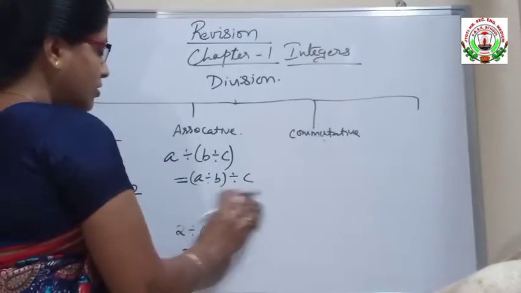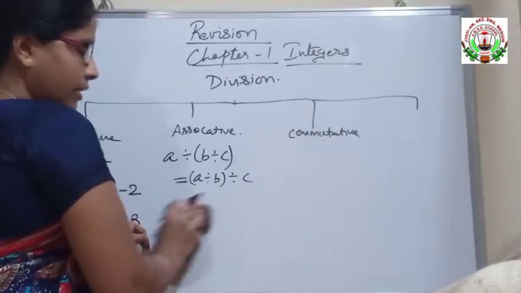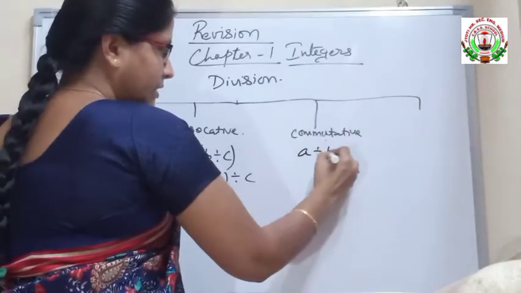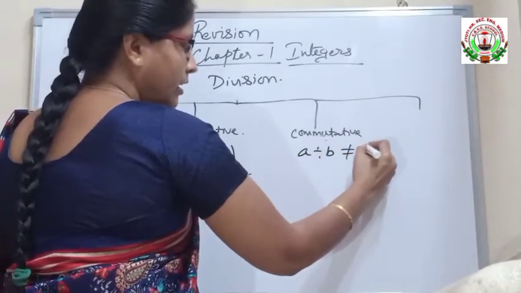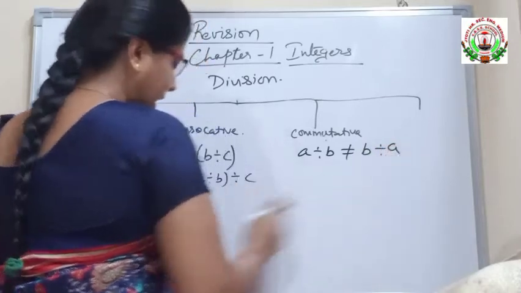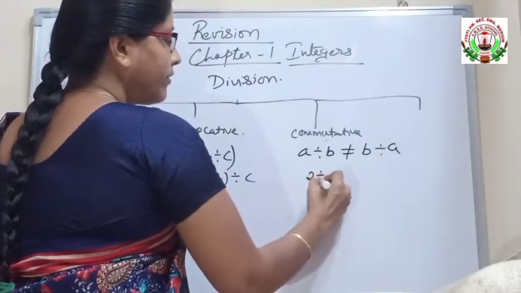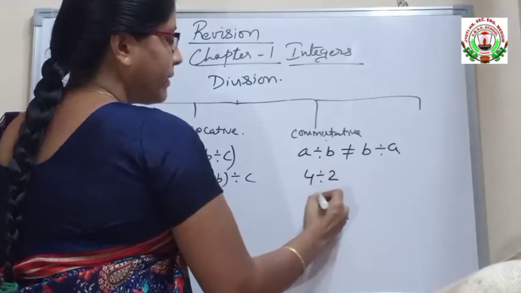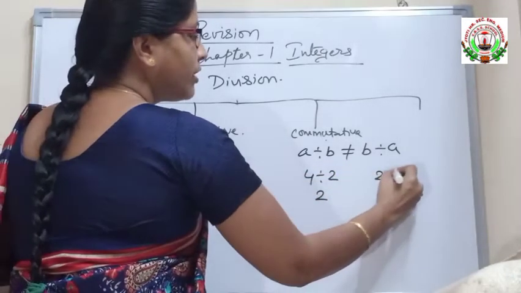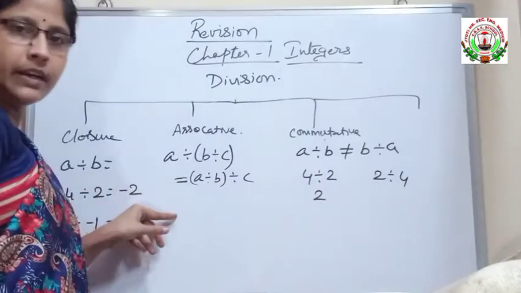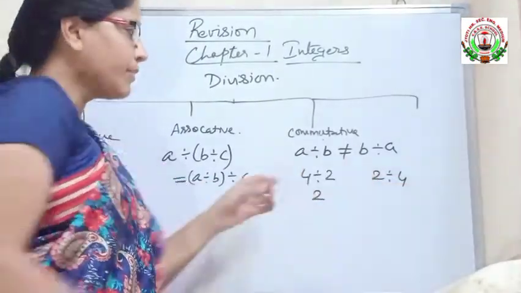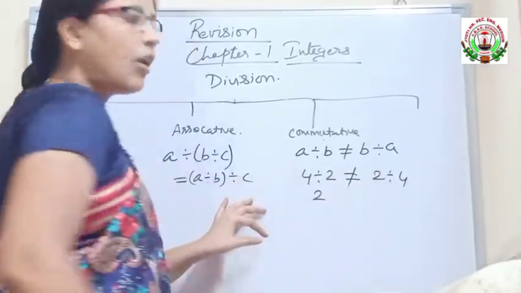Next comes the commutative property. Commutative property is also not applicable for division. That is, as we have seen, A divided by B is not equal to B divided by A. As we have seen here, 2 divided by 4 is not the same as 4 divided by 2, which is 2, so it is not equal.